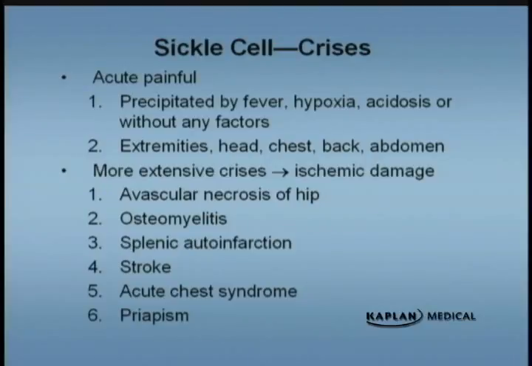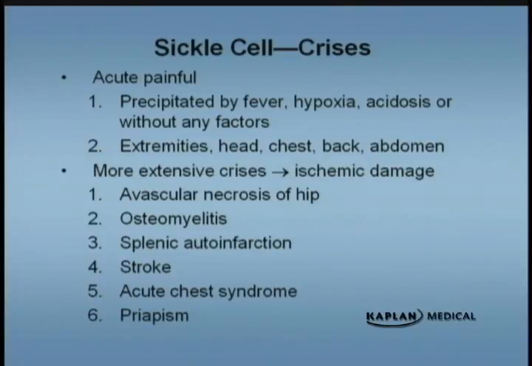These will cause painful extremities. They can also have headaches. They can have what's known as chest syndrome. They can have strokes. All of these things can occur because of the sickled cells and the hypoxia. Very severe crises can lead to ischemic changes, and they can have, for example, avascular necrosis of the hip. They could have osteomyelitis. Remember, when we talk about osteomyelitis, we always mention Staph aureus, but in patients with sickle cell, salmonella becomes almost as common as Staph aureus.